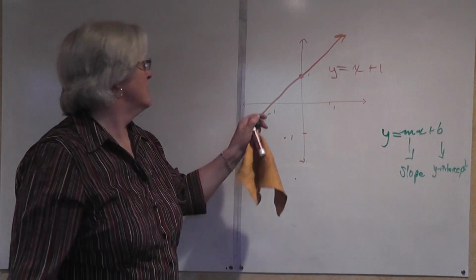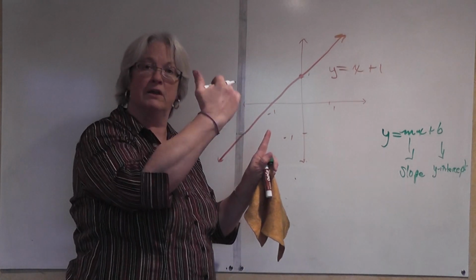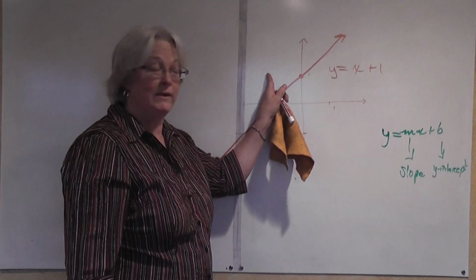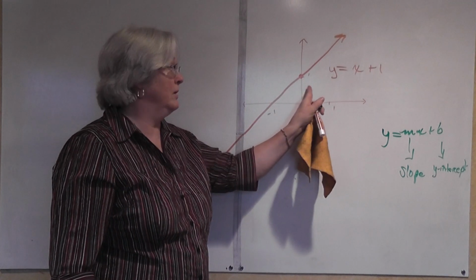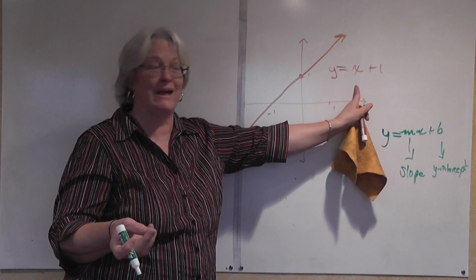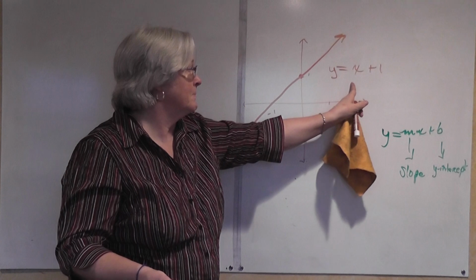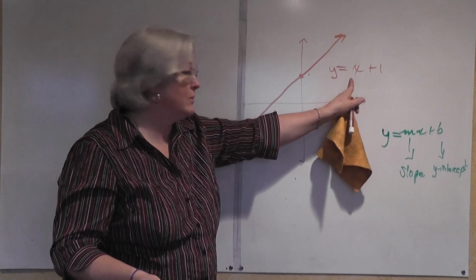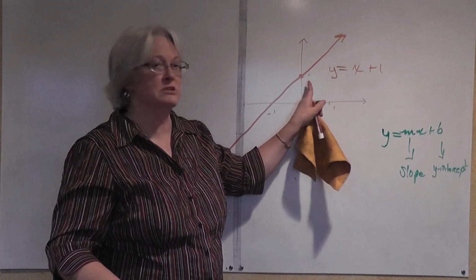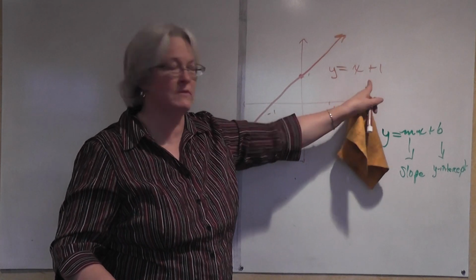The slope of the line here is the rise divided by the run. Our rise is +1. Our run is a +1. So we have a slope of 1. You don't need to show a coefficient here. We understand that that just means 1x. The y-intercept is a +1. This is the equation of the line.